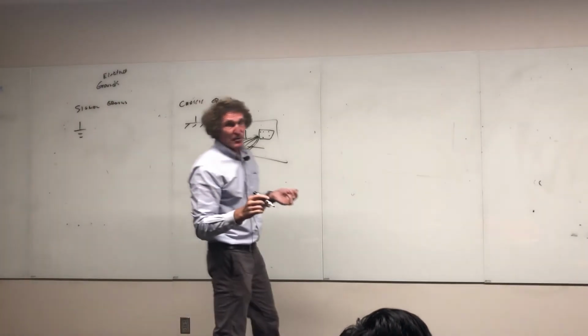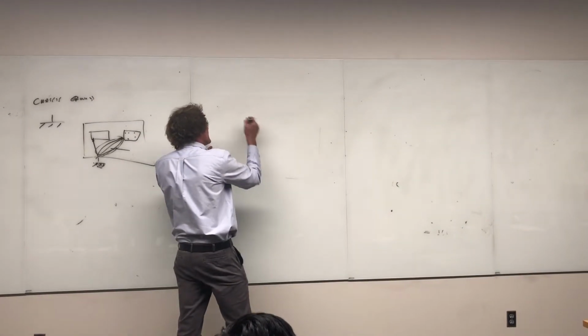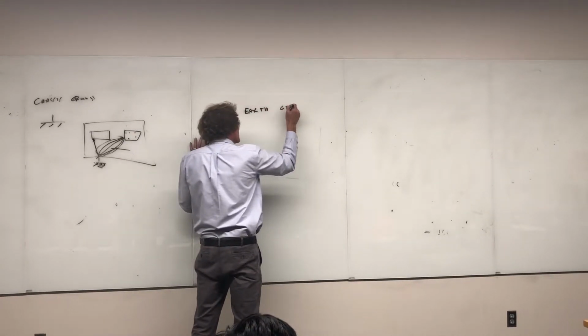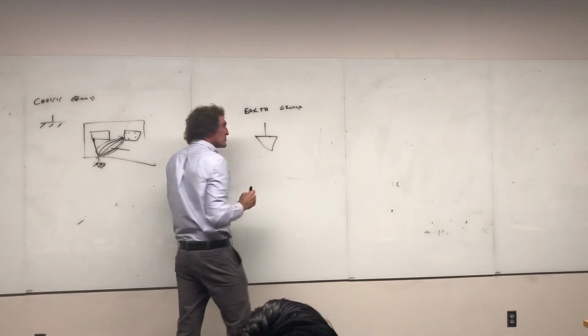Now, the earth ground is the one I don't have a lot of expertise in, but I can tell you this from lightning work. I know enough. When they talk about an earth ground, the symbol for an earth ground is this. It's a triangle like that.